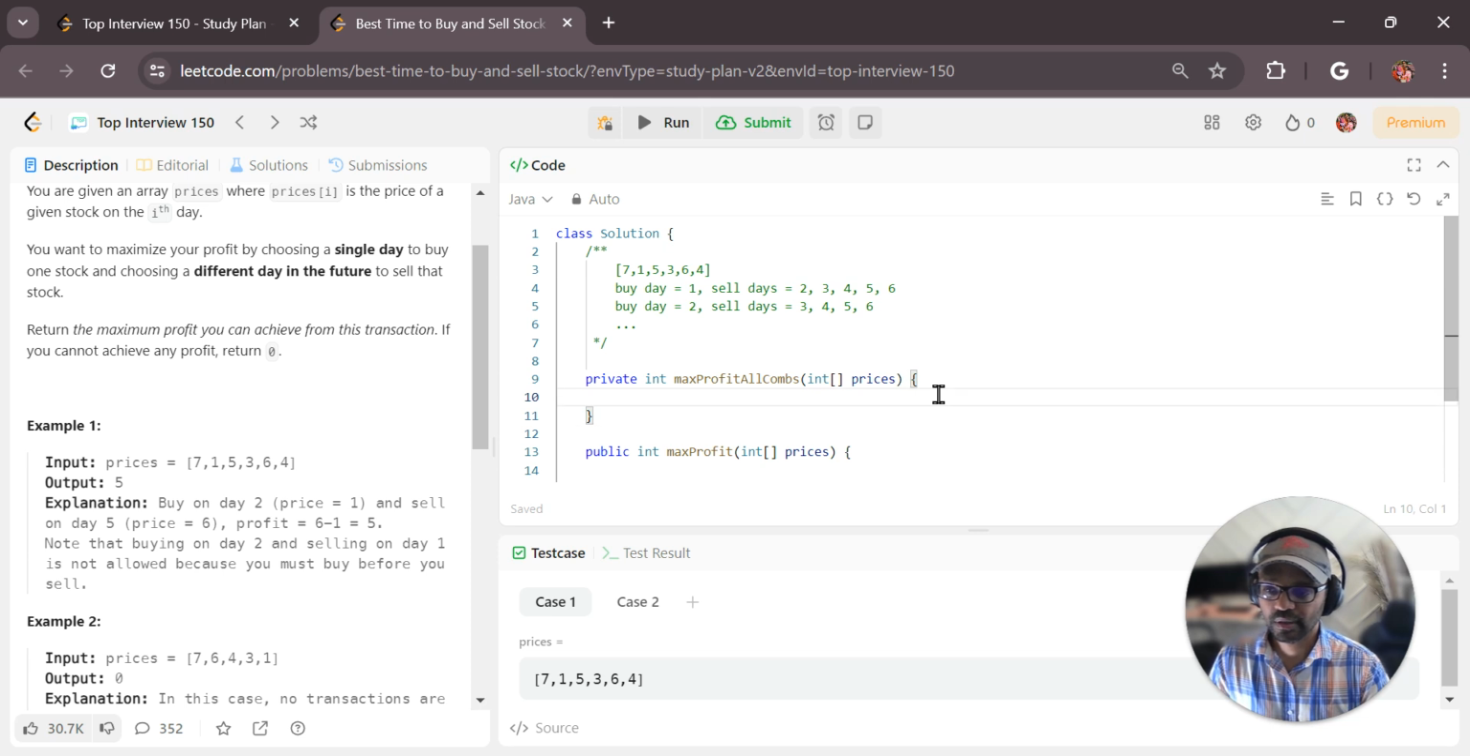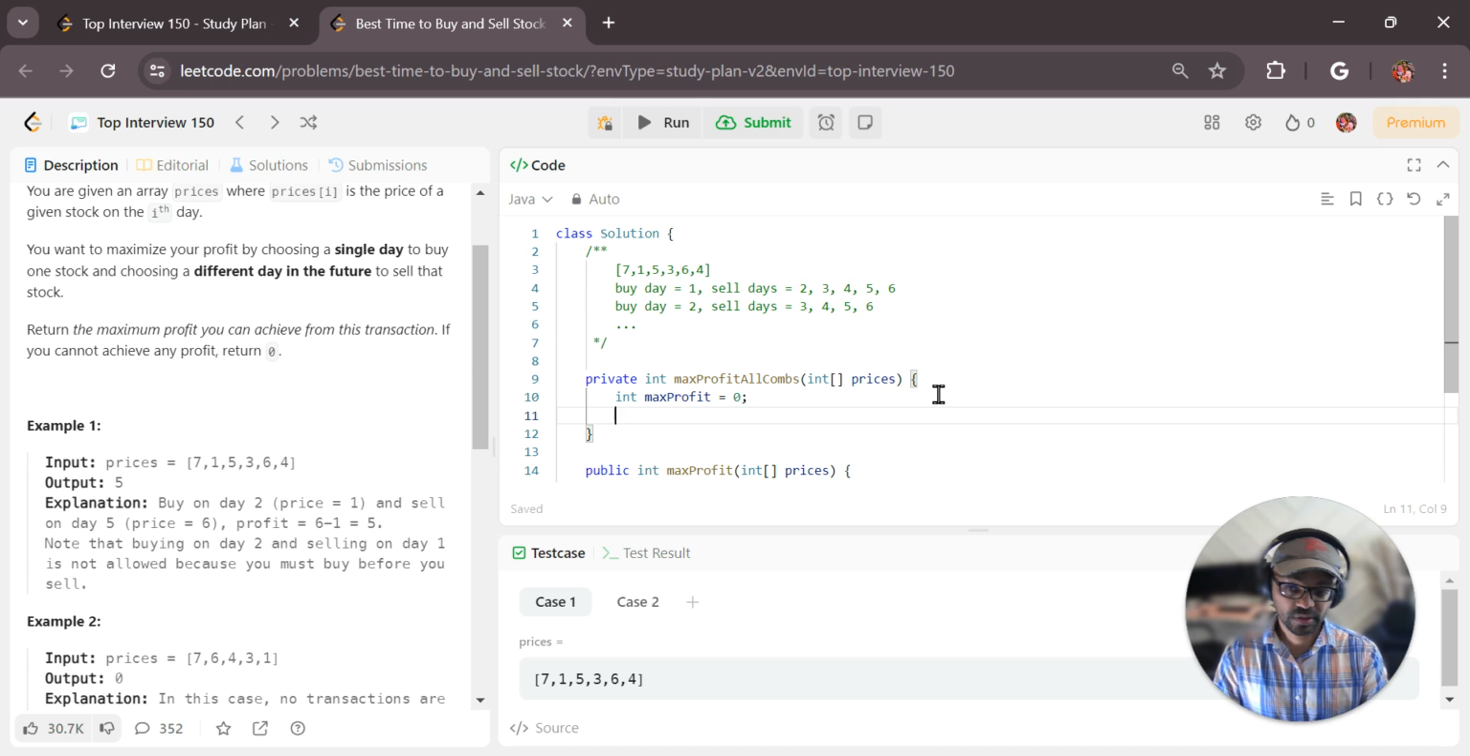Code is pretty simple here. Basically, we keep track of max profit. Default max profit is 0. If we don't do any buy or sell transaction, then the default profit is 0. And we have one loop for all the buy days. Buy day is less than prices.length, plus buy day increment.